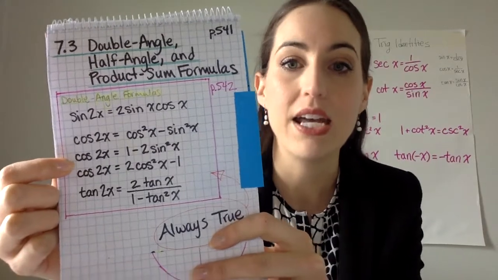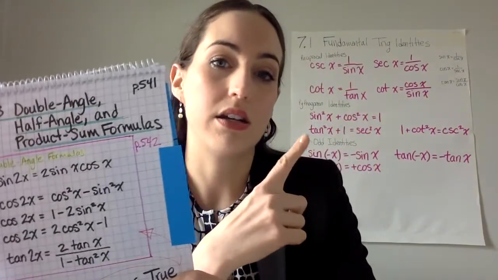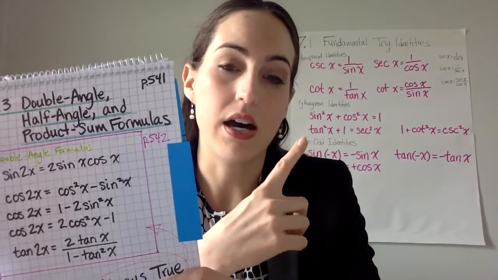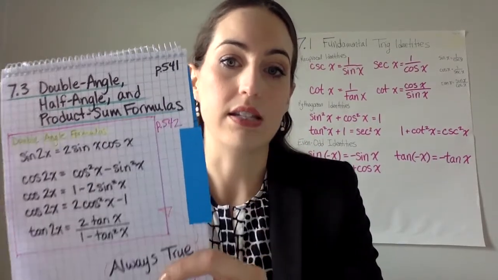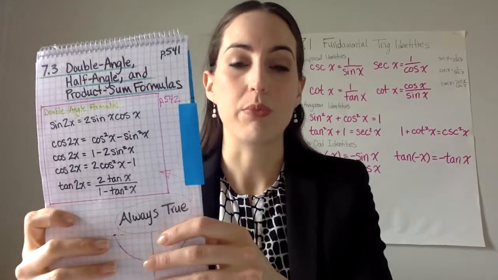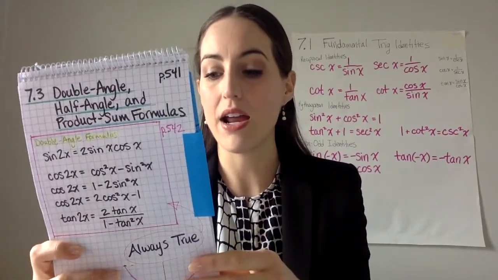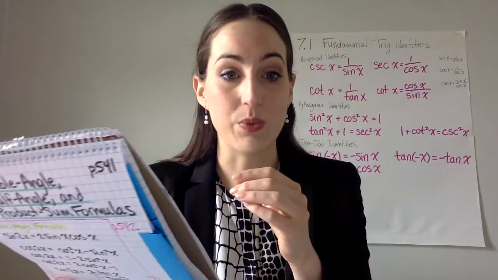They'll be provided. Today we'll also be needing our 7.1 fundamental trig identities, the reciprocals, the identities, and the Pythagorean identities especially. So if you have those handy, I would take those out and have those ready nearby for today's lesson and the homework as well.